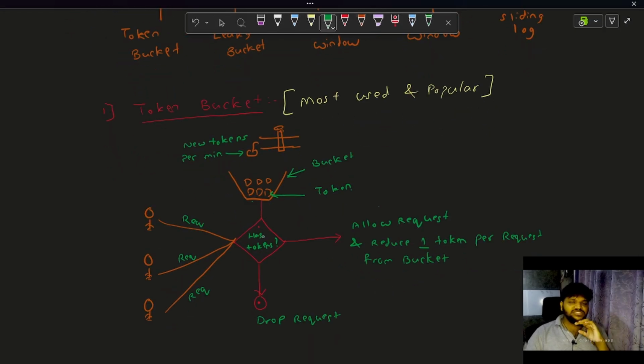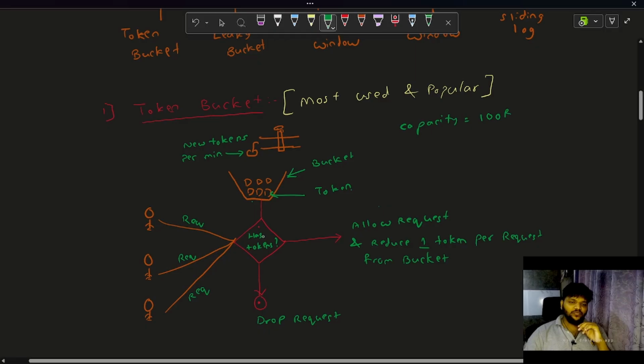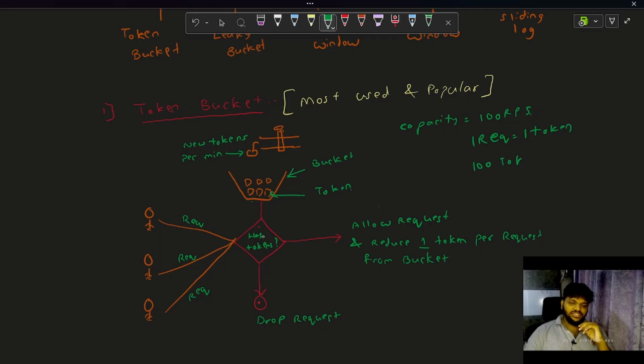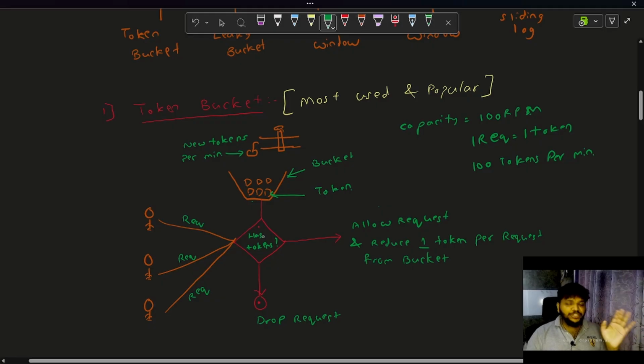So assume this is a bucket, and there is a certain set of tokens present. Let's say the capacity is 100 requests. One request is equal to one token. So that means 100 tokens per minute. Let's take this example, per minute. So there is a bucket, and in that bucket there are 100 tokens at the start of the timer.